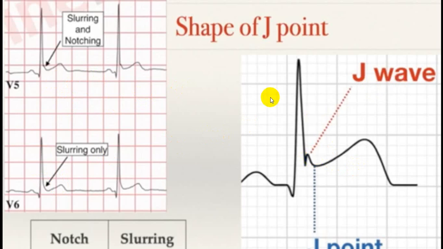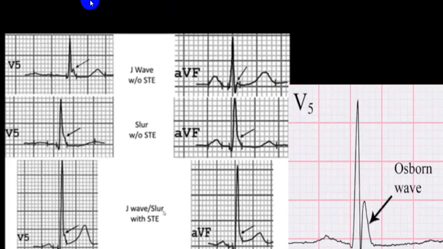In that early repolarization syndrome group, pericarditis, Osborn wave in hypothermia, and electrolyte imbalance. Again, this is lead V5 and this is in AVF also. You can see J wave without ST elevation. There is no ST elevation. There is J wave and it is notch.